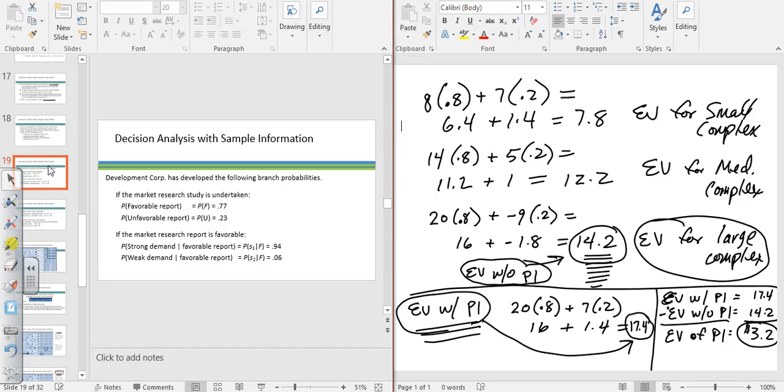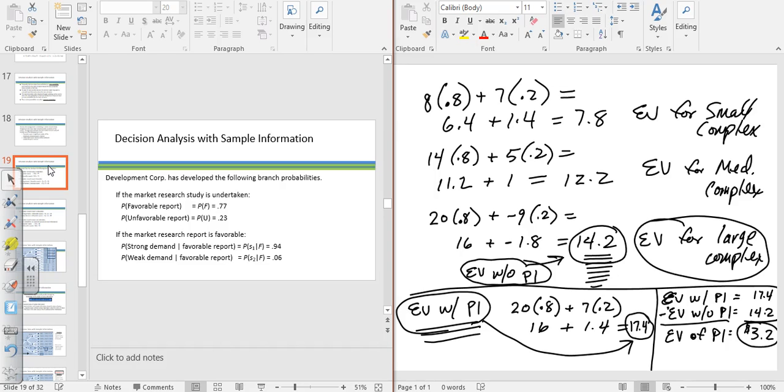If the market research study is undertaken, we're assuming a favorable report. Now here's the thing, you're considering it, you're not actually doing it. You're not hiring the company to do anything yet. You're just considering the possibility. If the market research study is undertaken, a favorable report will be returned to you. You're expecting that after all the interviewing and focus groups, there's a 77% chance that the market research company is going to come back with a favorable report.